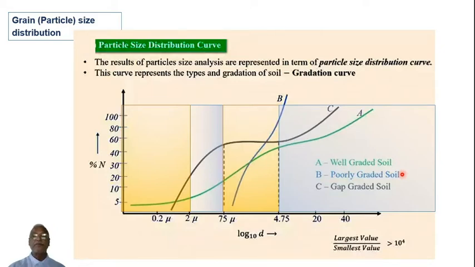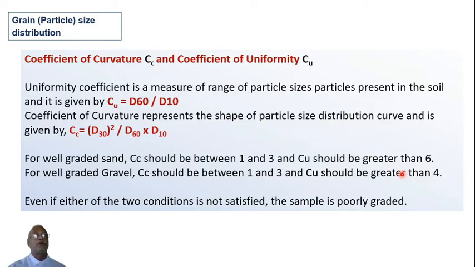Okay. So the terminology that we are going to define with D10, D60 and D30 are these two: coefficient of curvature Cc and coefficient of uniformity Cu. Uniformity coefficient, or coefficient of uniformity, is a measure of the range of particle sizes present in the soil. It means, what is the size range of the particles? It tells about that.